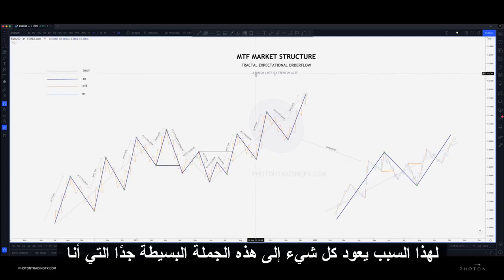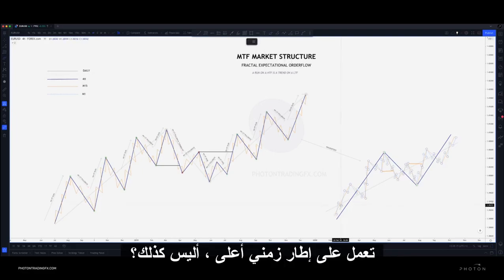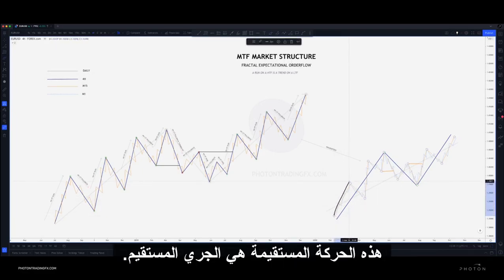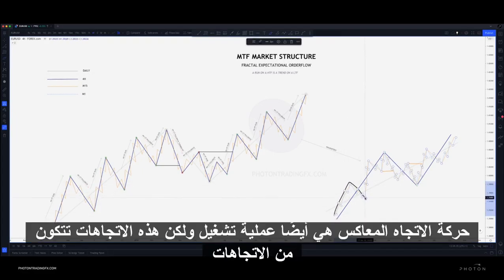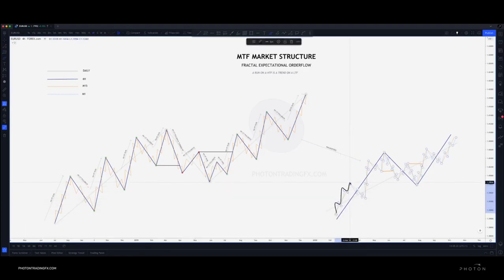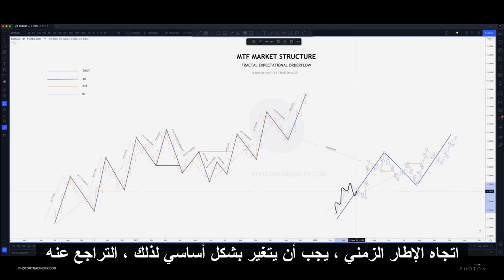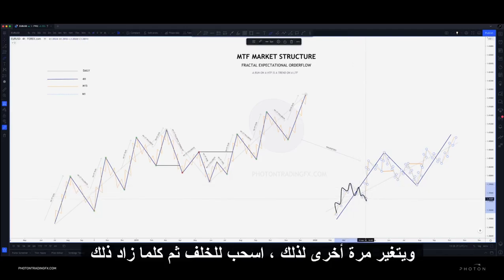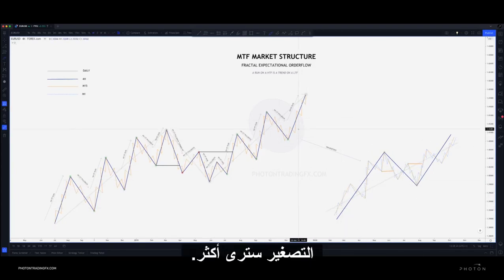So this is why it all comes back to this very simple sentence: a run on a higher time frame, that one straight move is a run, that one straight counter trend move is also a run. But those runs are made up of trends on a lower time frame. So that lower time frame trend essentially has to change for that pullback to occur, right? And then it changes again for that pullback to end. And then the more you zoom out, the more you'll see.